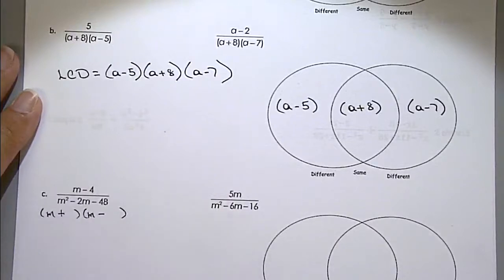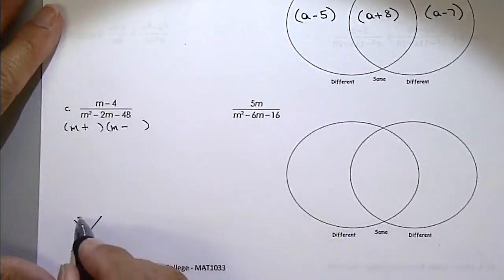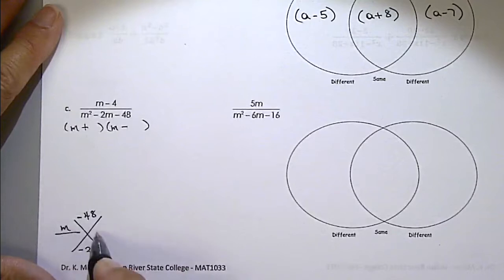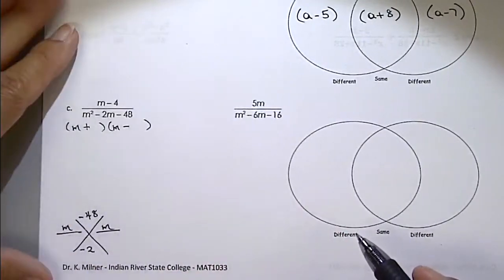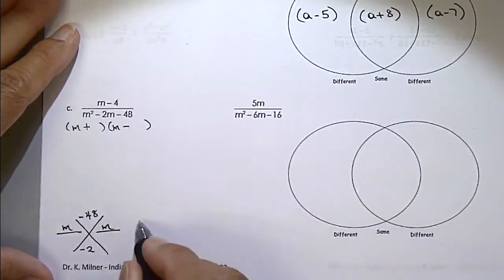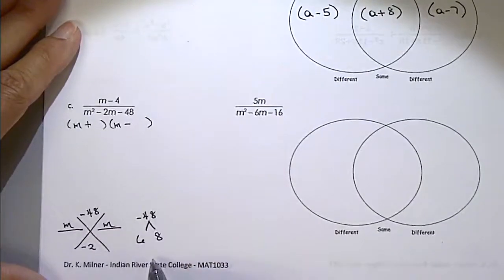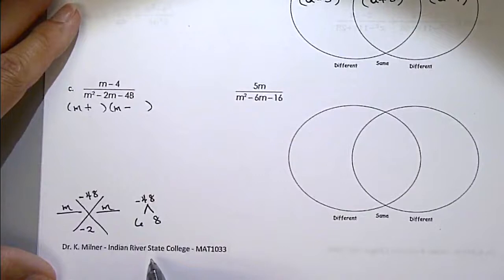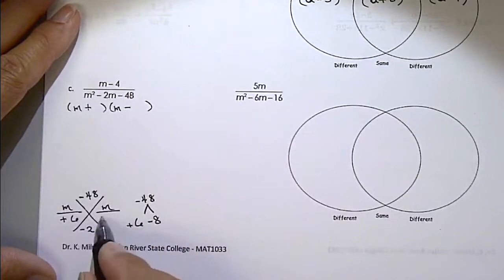And I'm going to come down here and say, okay, can't see what I'm doing, can you? I'm going to say, okay, I need a negative 48, negative 2. This would be m. This would be m. What factors of negative 48 would combine to give me a negative 2? Yeah, you see them already, don't you? 6 and 8. Well, which one has to be negative and which one positive? Yep, because you want a negative 2. This one's positive, that one's negative. So I got a positive 6, a negative 8.